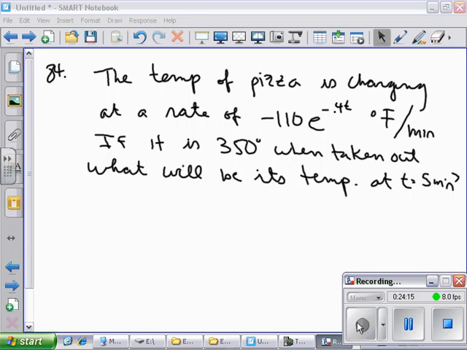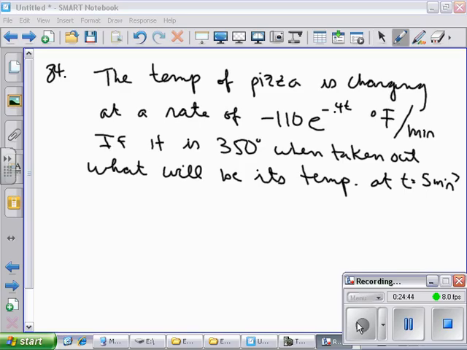That's what it says. 84. A pizza heated to a temperature of 350 degrees Fahrenheit is taken out of the oven and placed in a 75-degree room at time t equals 0 minutes. Okay, so it's starting out at 350 degrees. The temperature is changing at the rate of negative 110 e to the negative 0.4 t degrees Fahrenheit per minute. To the nearest degree, what is the temperature of the pizza when t equals 5 minutes?